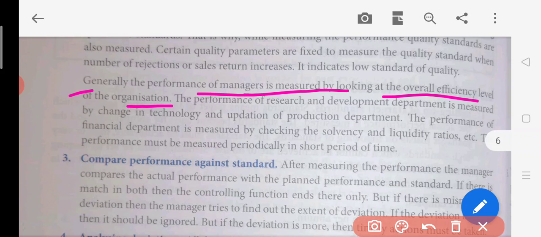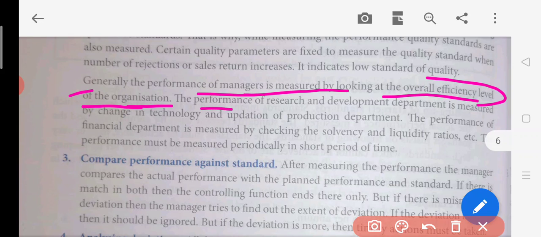So for this performance measure, they are going to check the overall organization's performance. What is the efficiency in the organization? They are going to check that, and on the basis of that, the manager's performance will be analyzed. He will be getting an appraisal.